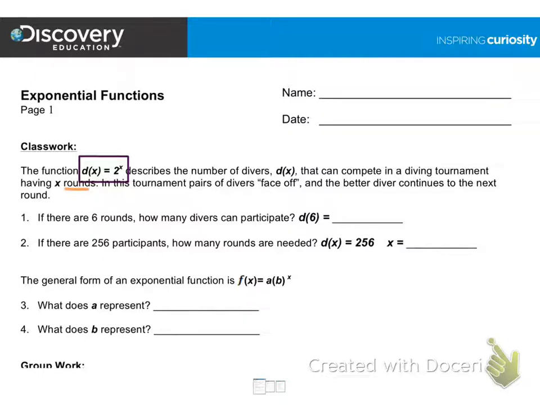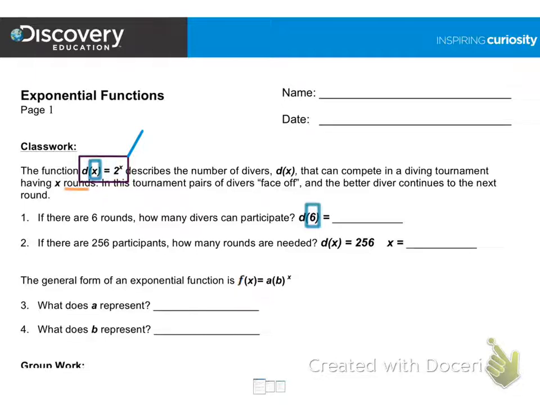Okay, so there are 6 rounds. How many divers can participate at D of 6? Well, what you need to remember, which you probably do not, is that D of x and D of 6 are the same thing. Part of the reason you don't remember is because you haven't been back at school, and part of the reason is this little stinker right here looks so weird. You're not used to seeing something that looks like that.